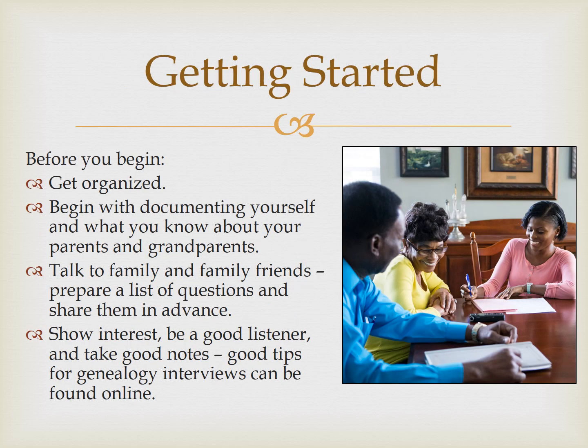With all of that in mind, there are a few things to do before you begin your research. Number 1, get organized. Determine your goals and gather the tools and forms you may need to help you organize your research. Number 2, begin with documenting yourself and what you already know about your parents and grandparents. Don't worry if you don't have exact dates yet. Just write down what you can. You can find free blank pedigree charts on Ancestry.com or by doing a search online.